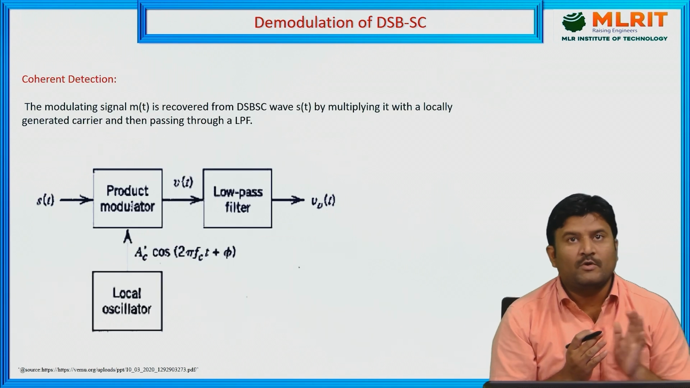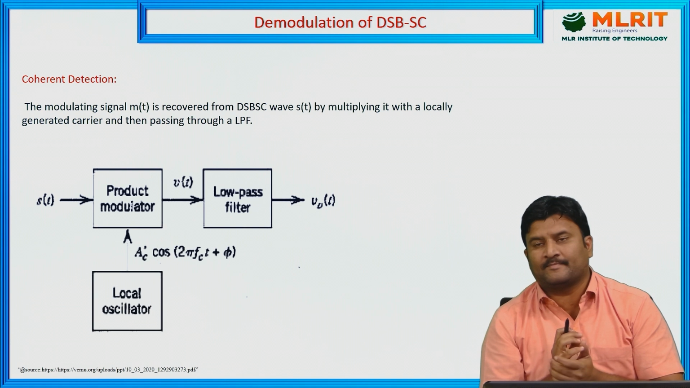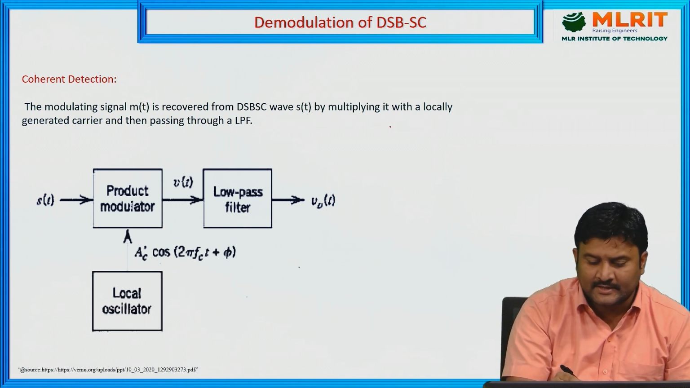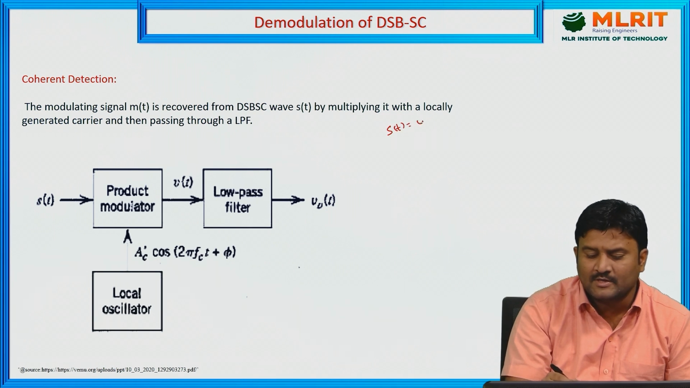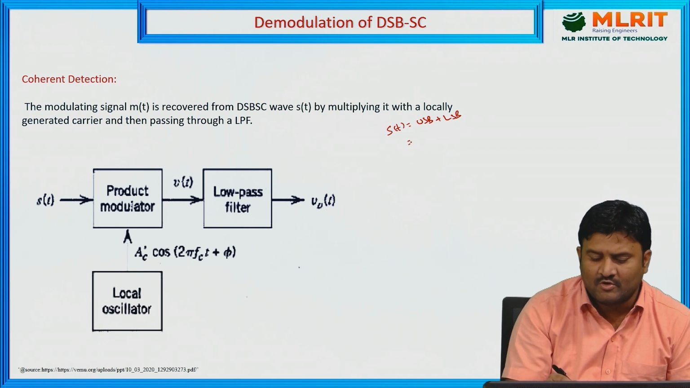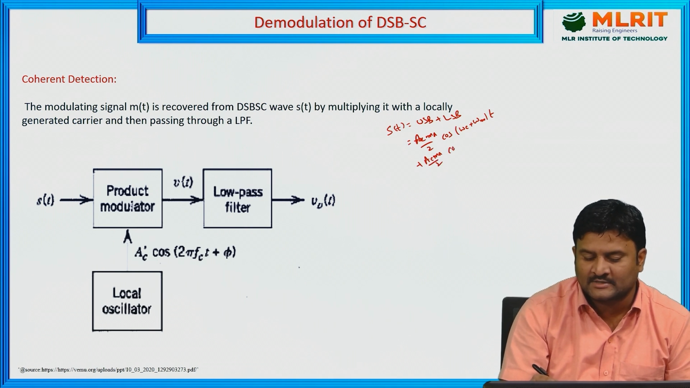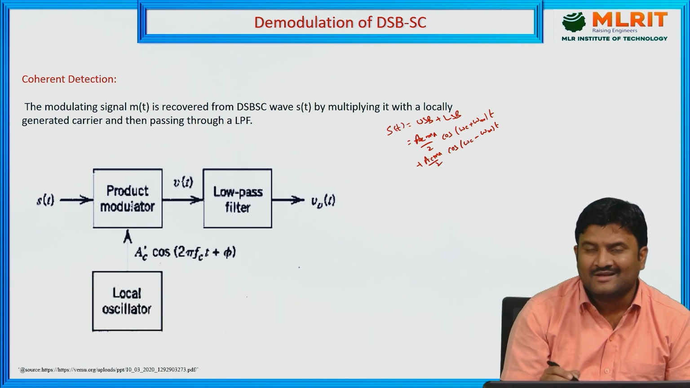Right now, we go for the demodulation of the DSB-SC. Clearly observe here, S of t has only upper sideband information and lower sideband information: Ac Ma by 2 cos of (omega C plus omega M) t plus Ac Ma by 2 cos of (omega C minus omega M) t. Therefore, this is called the DSB-SC signal.